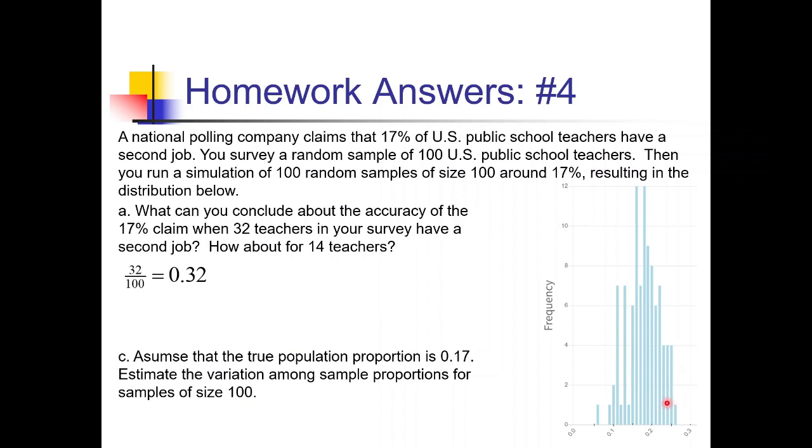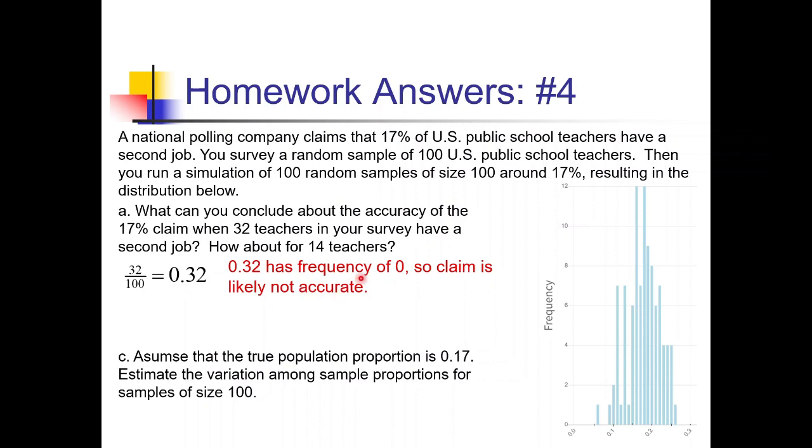And just looking here, it's a little bit tough to read, but we've got 0.2, 0.3, and 0.32 is all the way out here. There's no frequency out there. That's a frequency of 0. Since we have a frequency of 0, if this is actually the result that we got, then we would say, based on what we got, the claim of 17% is likely not accurate.